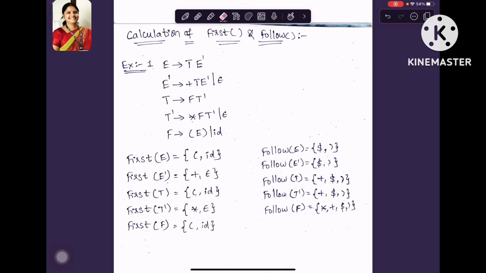In the last class, we discussed how to calculate first and follow and the rules for calculating the first and follow. In this class, we will see some examples for calculating first and follow.